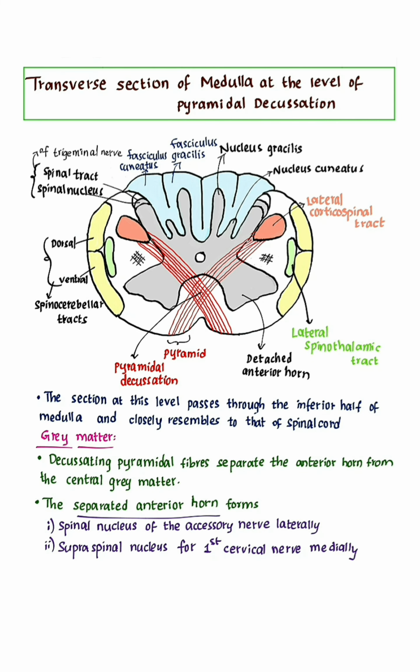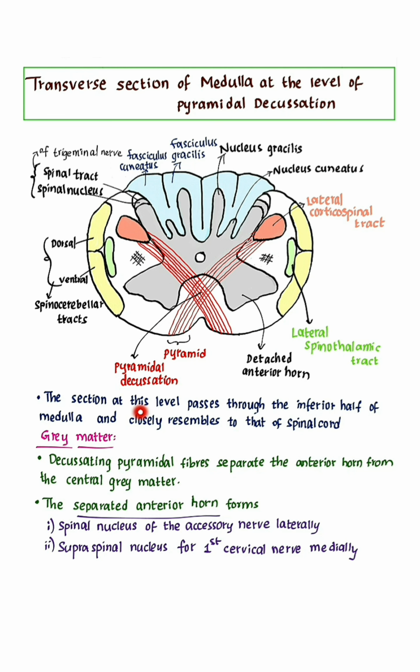Internal structure of the medulla can be studied by examining the transverse section of medulla at three levels: at the level of pyramidal decussation, at the level of sensory decussation, and at the level of olives. Now let's see the transverse section of medulla at the level of pyramidal decussation.